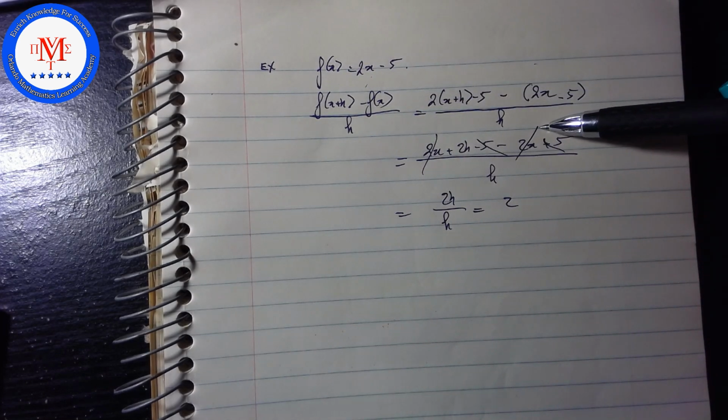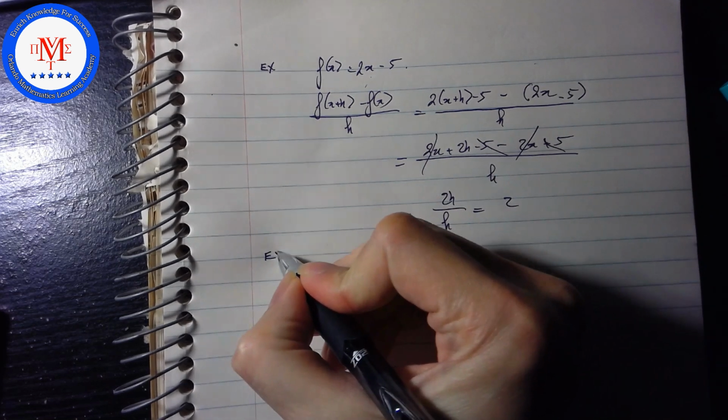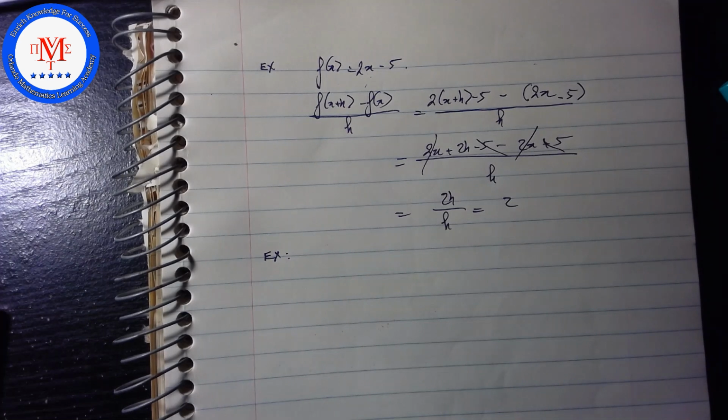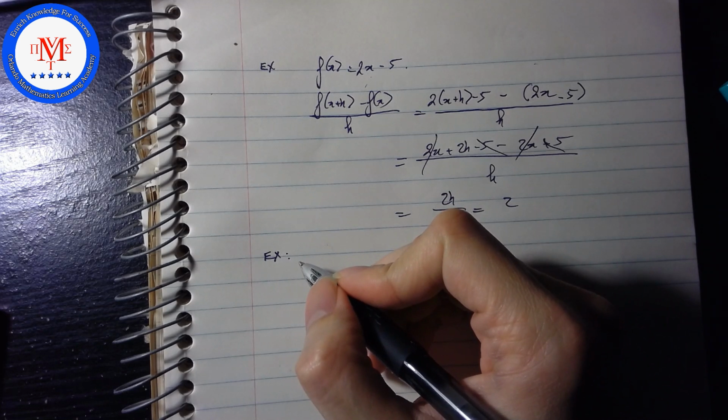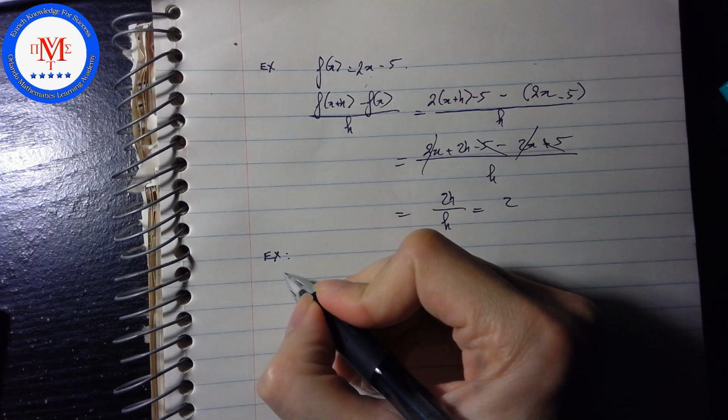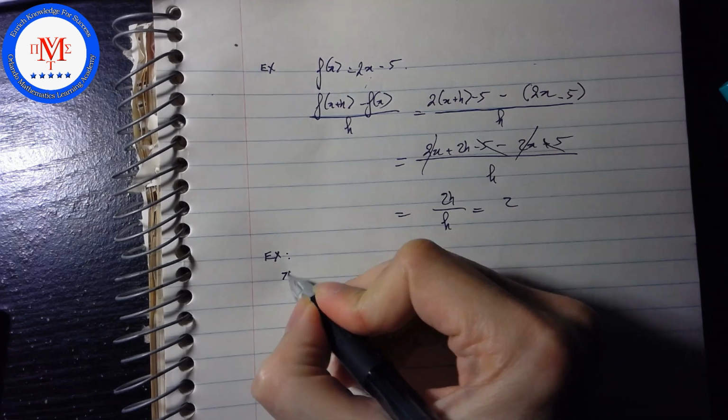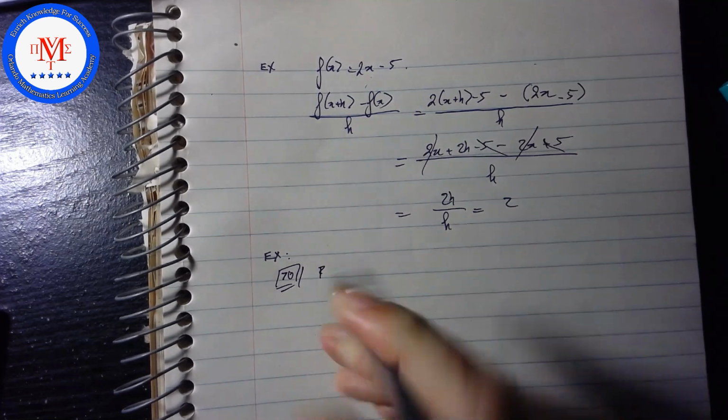Okay, let's do one more example. Let's pick one of the problems in the practice section. I want to do number 70 on page 256. It wants us to find the average rate of change.